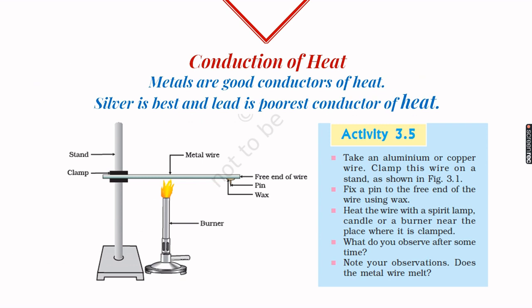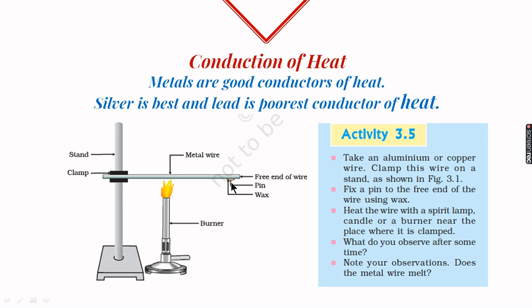With the help of this activity which is given in the book, we will prove that metals are good conductors of heat. Out of all the metals, silver is the best conductor and lead is the poorest conductor of heat. So for this activity, we will take an iron stand and clamp a copper wire on it. On the edge of this copper wire, we will fix a pin using some wax. Start heating this copper wire from the other end with the help of a Bunsen burner. After some time we will observe that the pin falls down.